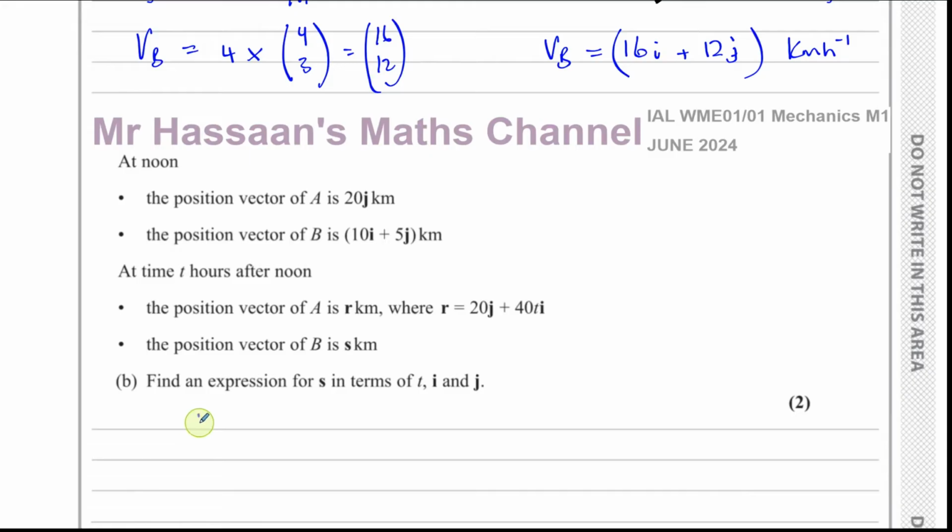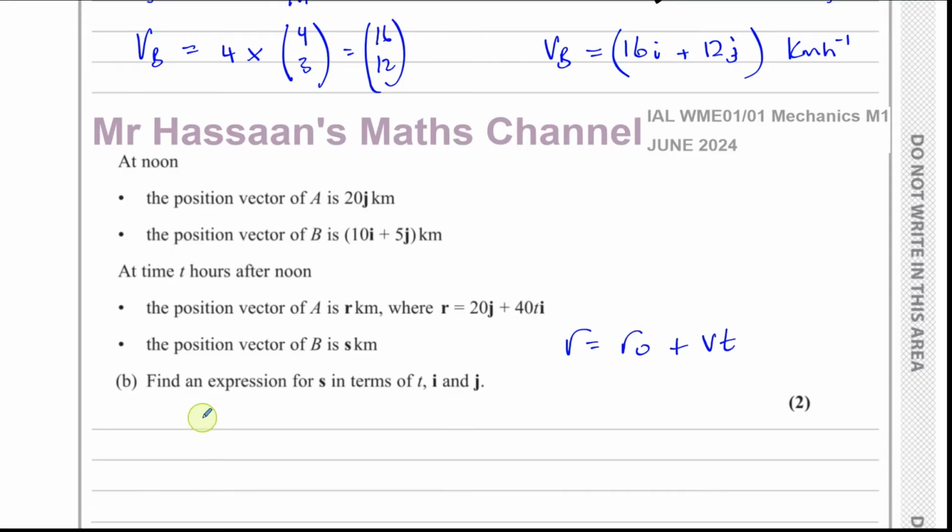Okay, so they want us to find the position vector S. I'll give you the general formula first. R equals R0 plus Vt. R is the position vector of a particular object which is moving. R0 is its position when time is 0, the start of the journey, which in this case would be noon, its position at noon. V is its velocity vector, and t is the time.